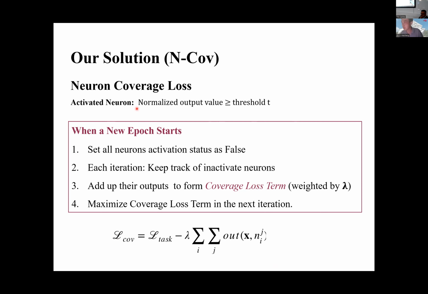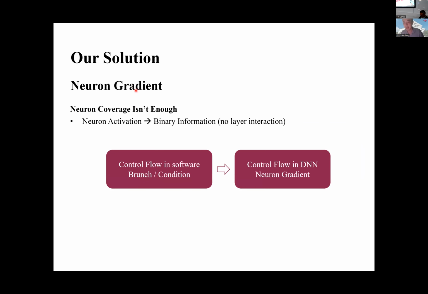But the training process can be very complicated, which is very unlike traditional software deployment. For the training, by only examining the neural activation, we only examine the binary information of a certain layer. There's no layer interaction, because for a deep neural net, information is transferred from the very shallow layer to the very deep layer. So what we want to do here is to apply the idea of control flow in software branches and conditions to the control flow in a deep neural net by using neural gradients.